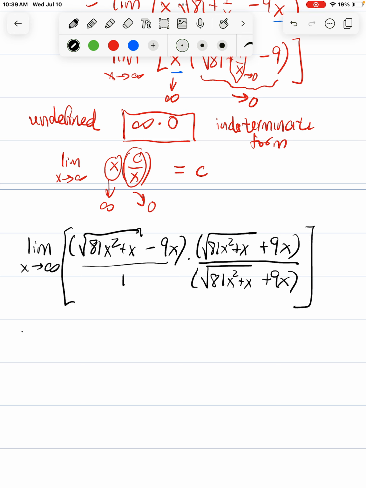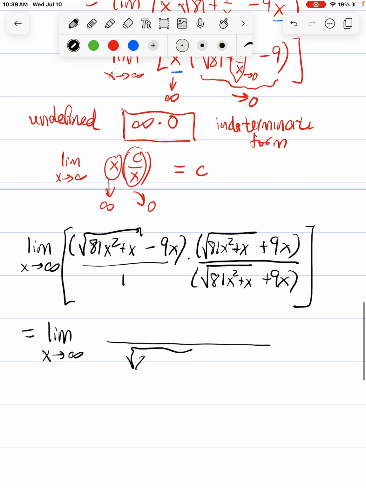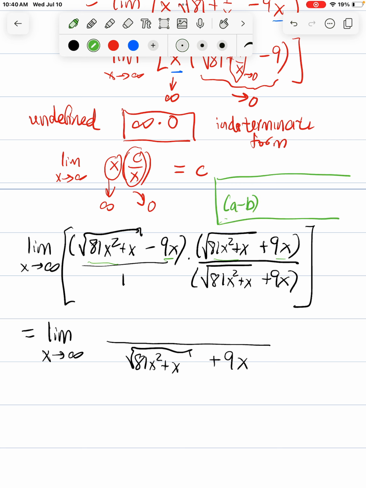So now let's multiply all this out. This is going to equal the limit as x goes to infinity of, the bottom is just going to be the square root of 81x squared plus x, plus 9x. And then on the top, I have this quantity minus this times this quantity plus that, right? So now I'm going to use the algebra fact that if you have a minus b times a plus b, this is equal to a squared minus b squared. That's just true by multiplying things out. It's called the difference of squares.